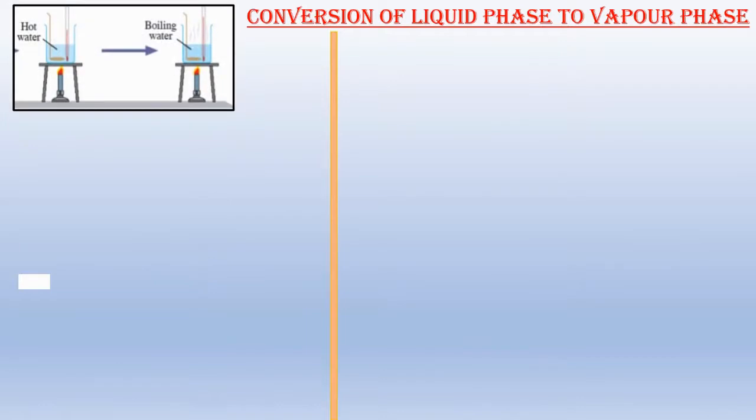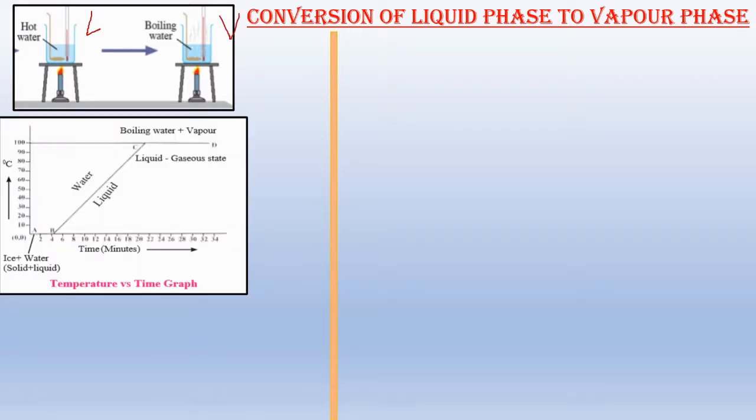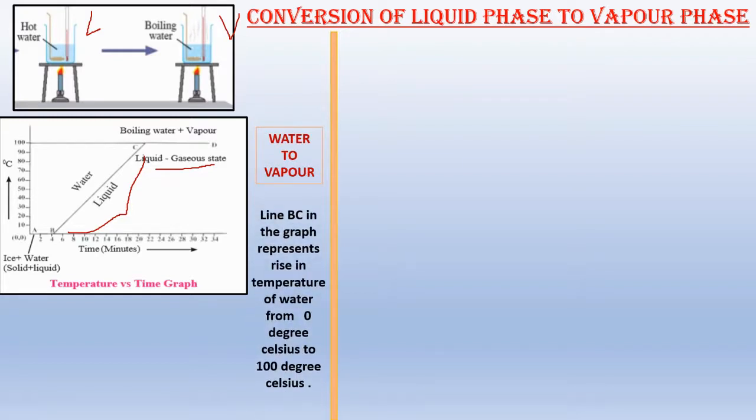Now the second part, that is the conversion of liquid phase to vapor phase. So here also we can see that the liquid phase is being converted into vapor phase. Now similarly we can see the graph of temperature versus time, temperature in degree centigrade and time in minutes. Now we are concerned with this BC, the conversion of liquid to gaseous or vapor state. So here there is conversion of water to vapor. Now this line BC in the graph represents rise in temperature of water from 0 degree to 100 degree centigrade.